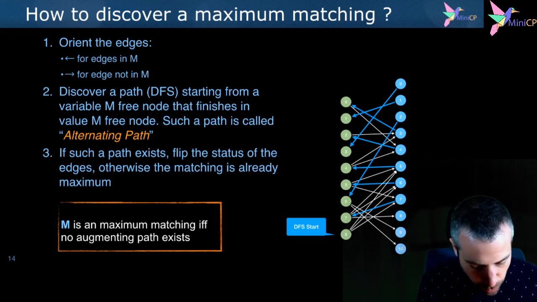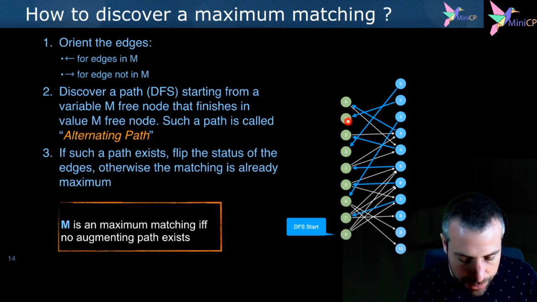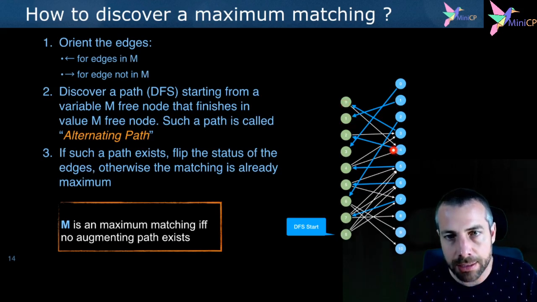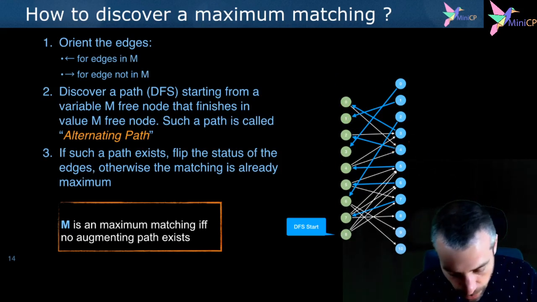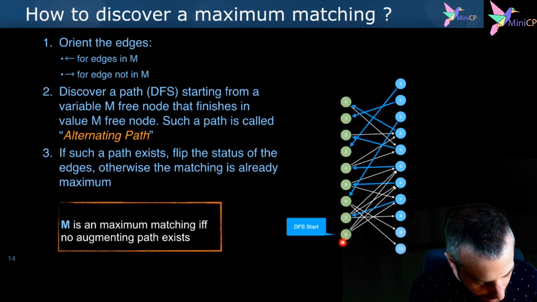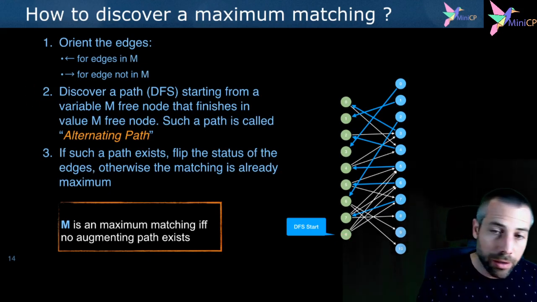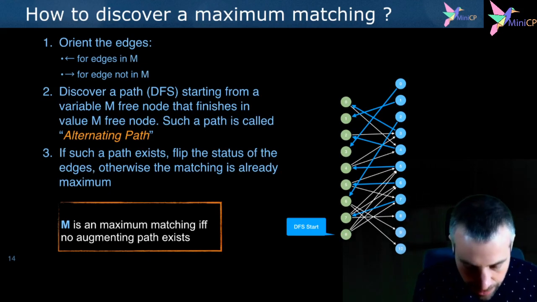And the way it works is that we will put the blue edges, we go from the left to the right, from the right to the left, and the white edges will be oriented from the left to the right, exactly like this. Okay, this is the only transformation that we do. And then we will do a depth first search starting from this node here, and we will try to find an alternating path. An alternating path is a succession of edges that are not in the matching, and then in the matching, not in the matching, and in the matching.